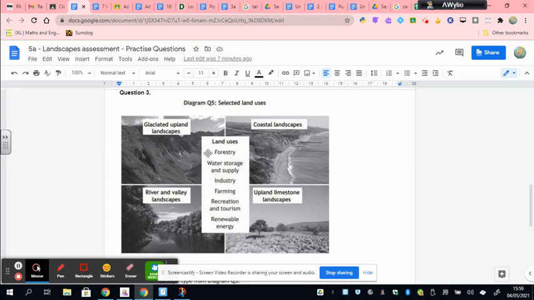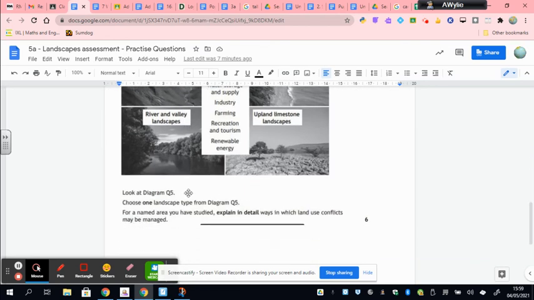So you will have looked at forestry, you'll have looked at water storage and supply, you'll have looked at industry, you'll have looked at farming, you've looked at recreation and tourism, and you will have looked at renewable energy. So you've looked at all of these different land uses that happen, and you'll have focused so far on this landscape, the glaciated upland landscape. Right, what's the question? The question says, for a named area you've studied, explain in detail ways in which land use conflicts may be managed.